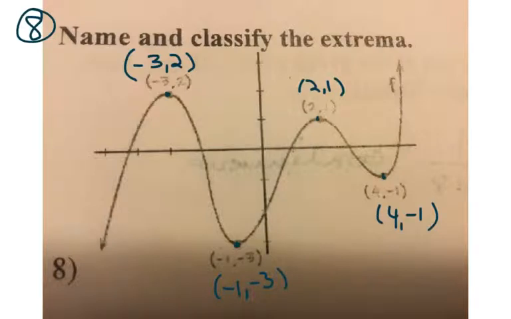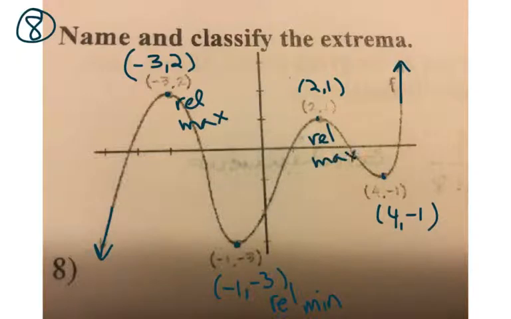But if the graph goes up and down forever, any highs and lows are going to be called relative maxes and mins. Well, clearly this graph goes up and down forever. So we call this a relative max. This we'll call a relative min. We'll call this a relative max. And we'll call this a relative min.